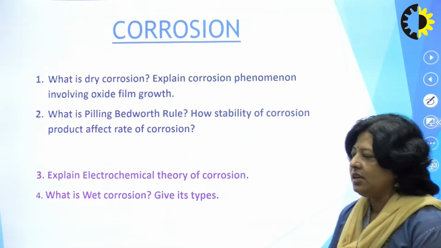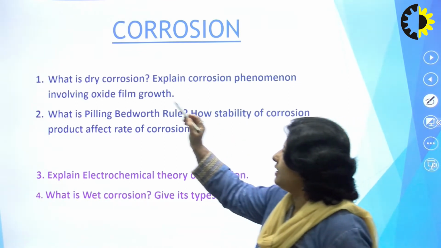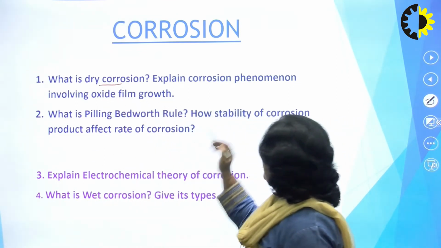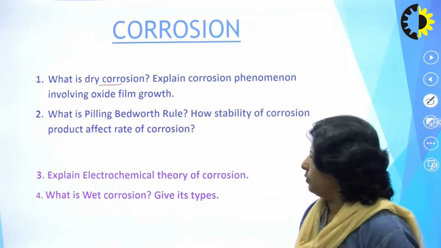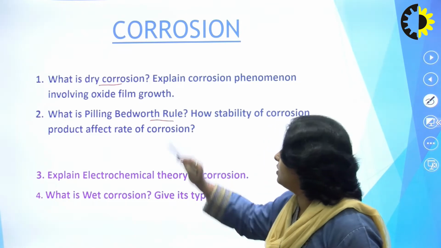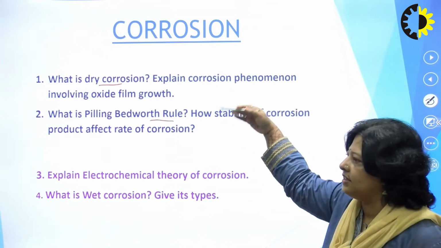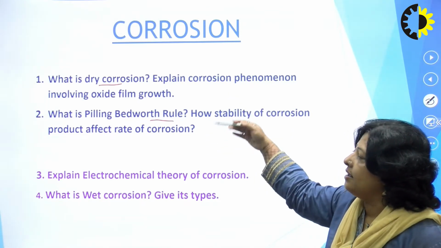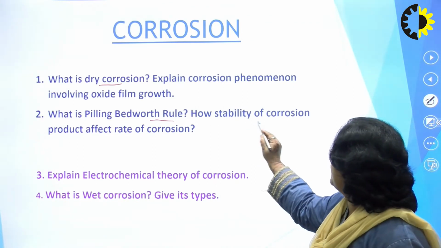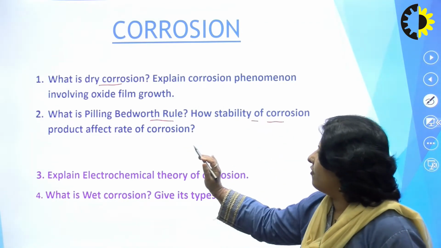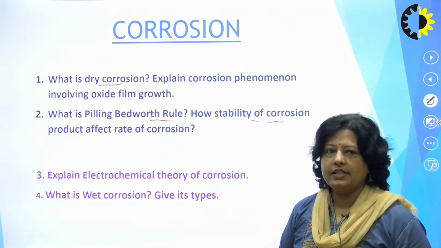So, what are the main questions which can be asked in case of corrosion? That is, what is dry corrosion? Explain corrosion phenomena involving oxide film growth. What is the Pilling-Bedworth rule? It is related to dry corrosion. Both questions are of a similar type and can be covered by one answer. How does the stability of the corrosion product affect the rate of corrosion? This is part of the Pilling-Bedworth rule itself.